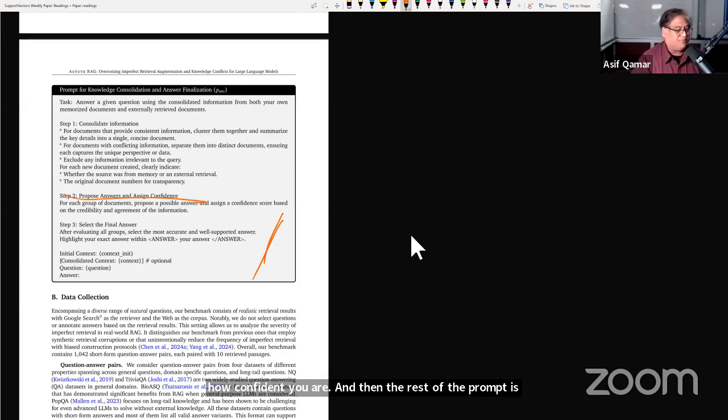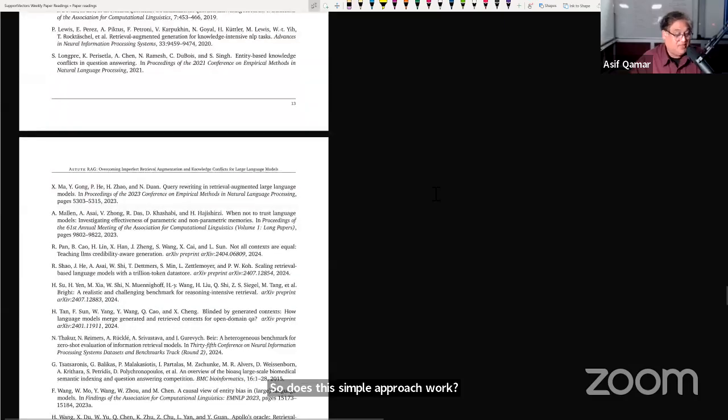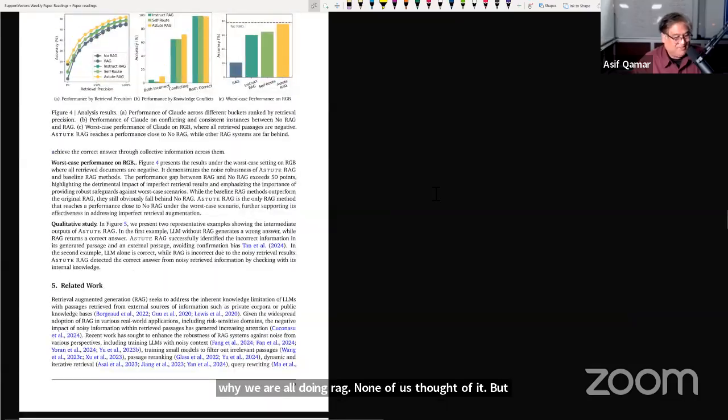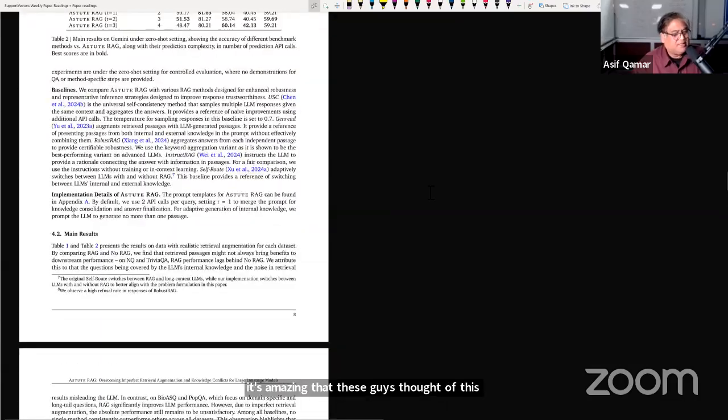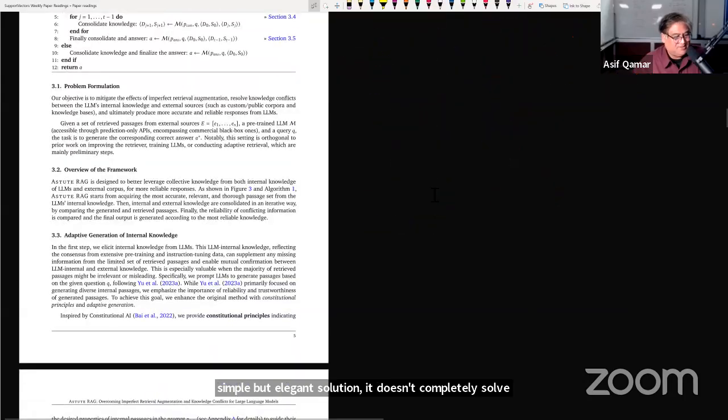So does this simple approach work? And I find this to be actually brilliant. I don't know why we are all doing RAG. None of us thought of it. But it's amazing that these guys thought of this simple but elegant solution. It doesn't completely solve the problem, but it does make it much better. So let's look at the results.